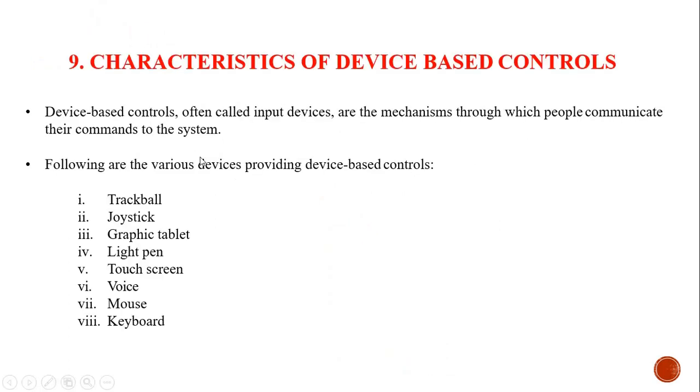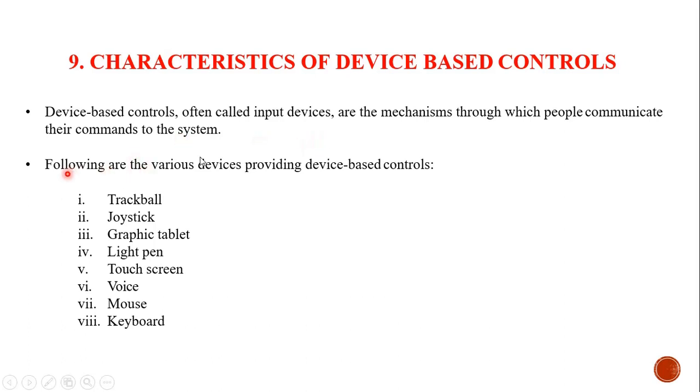The next point we have is the characteristics of device-based controls. Device-based controls, often called input devices, are mechanisms through which people communicate their commands to the system. In previous days we were using only keyboards to interact with the system. But after a few days we had pointing devices. We generally use the mouse as a pointing device. There are certain other pointing devices as well in our current world.